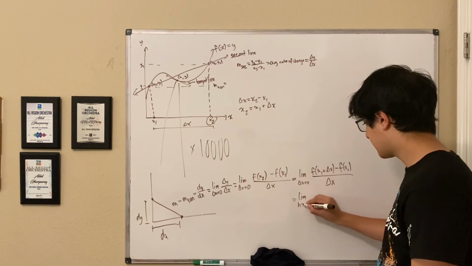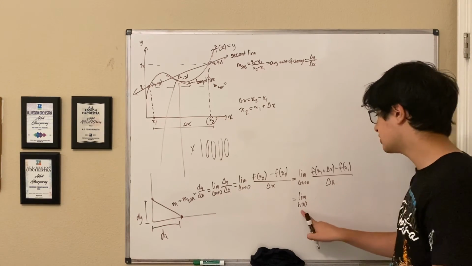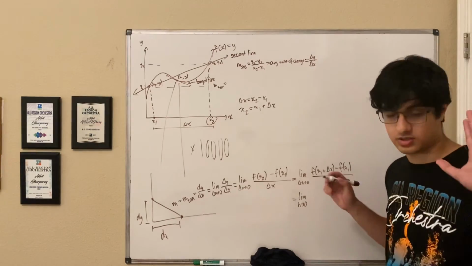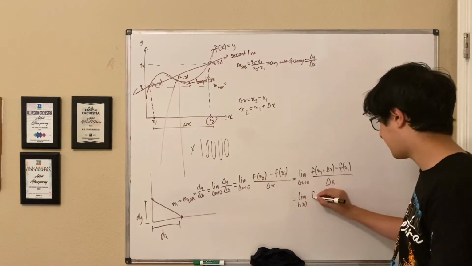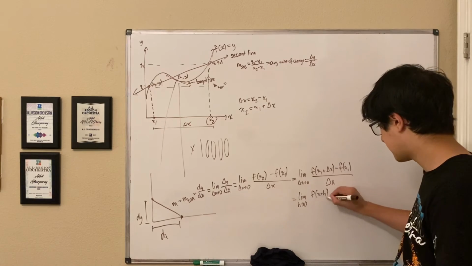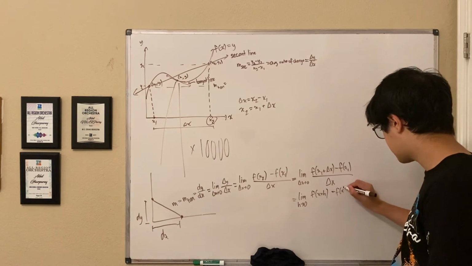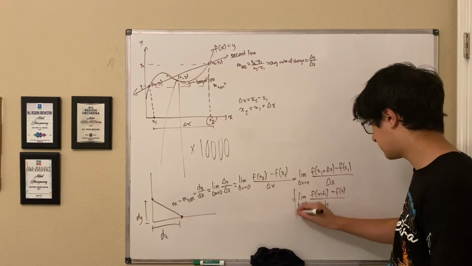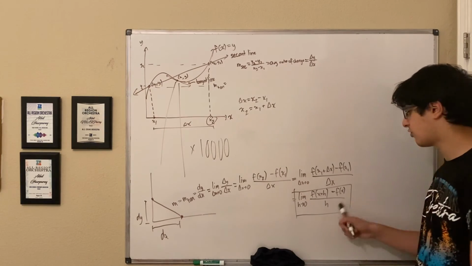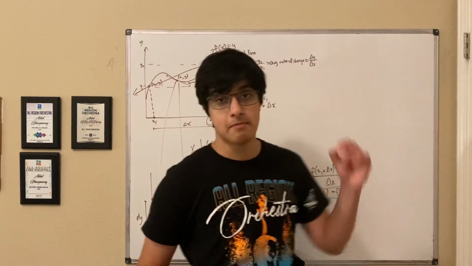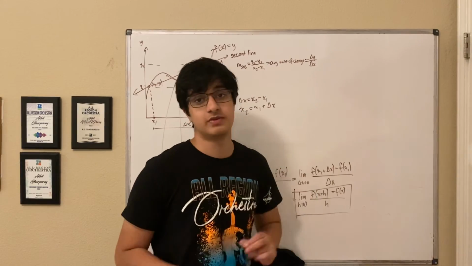The real formula that everyone is given is the limit as h goes to 0, where h is just our variable for change, of f of x plus h minus f of x over h. And this formula right here is our mathematical definition of a derivative.